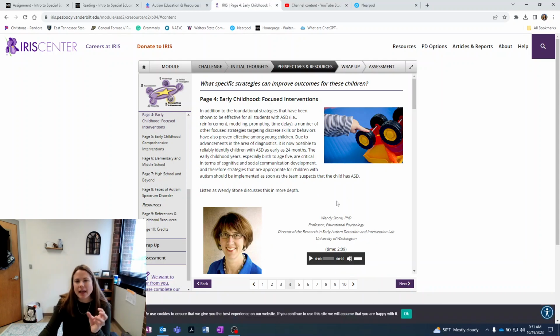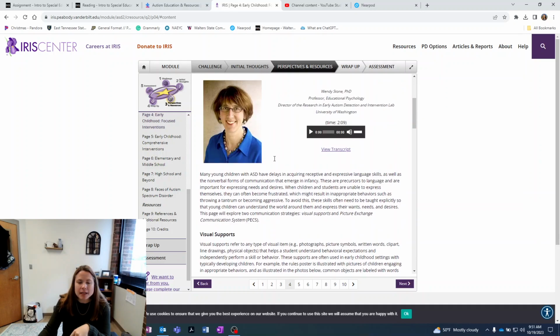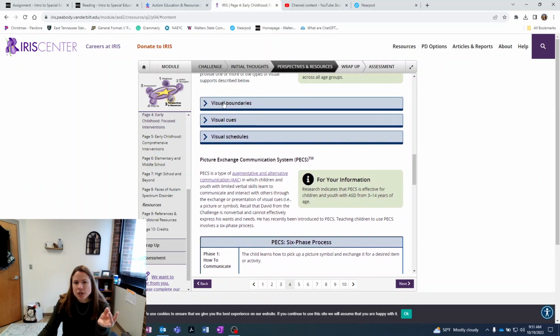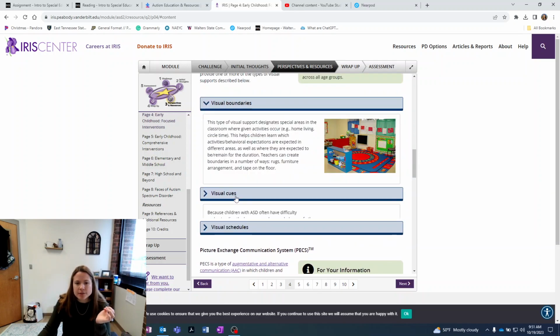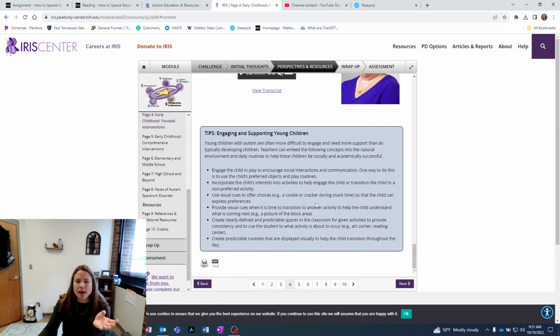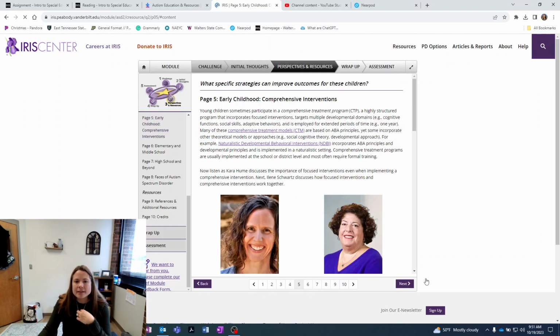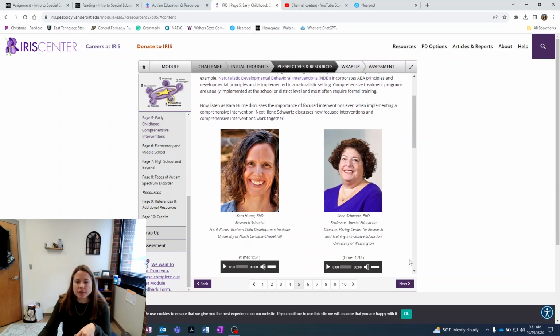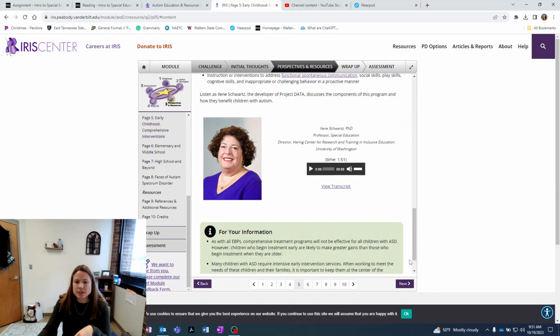I also wanted to show you looking at specific age levels. So early childhood, what would those focused interventions be? A lot of that has to do with visual supports at the young age: visual boundaries, visual cues, and visual schedules. So it really goes into how to support them. Looking at those comprehensive interventions as an early childhood teacher, what would that look like as well?